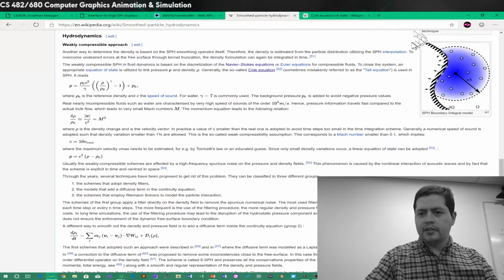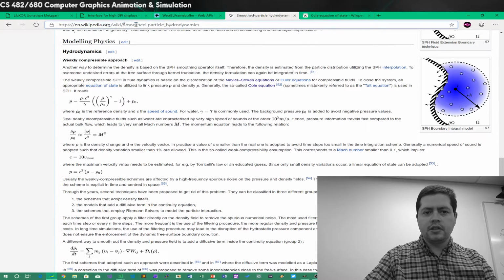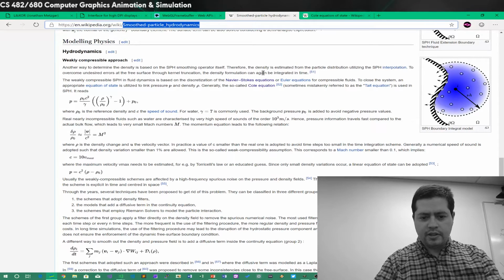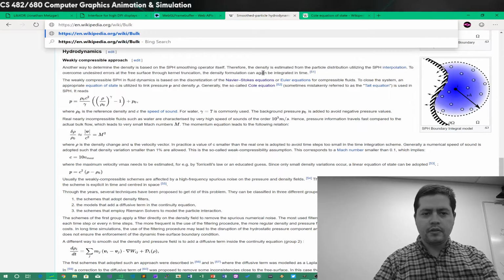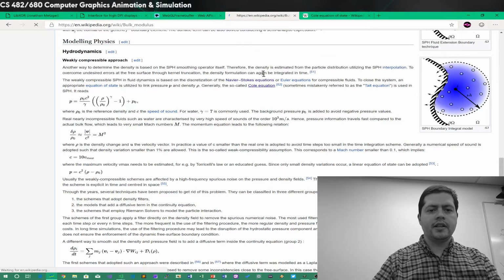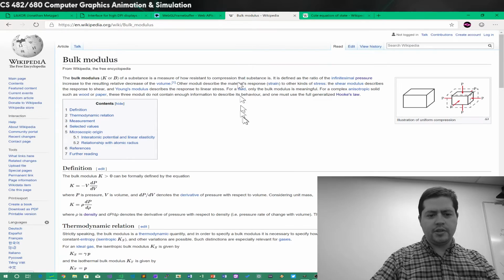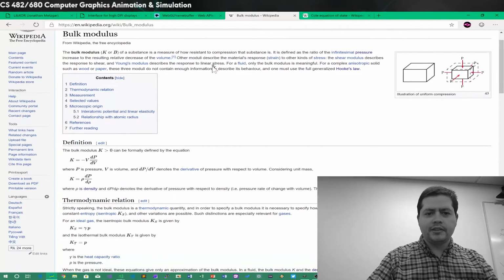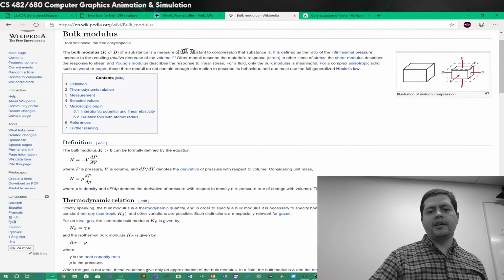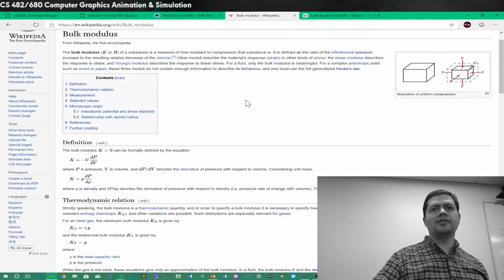I don't think they mentioned the bulk modulus here, so I'm just going to guess that this is what it is. Yes, okay. The bulk modulus of a substance is a measure of how resistant to compression that substance is. I was like, oh, stiffness constant. This makes total sense right here.